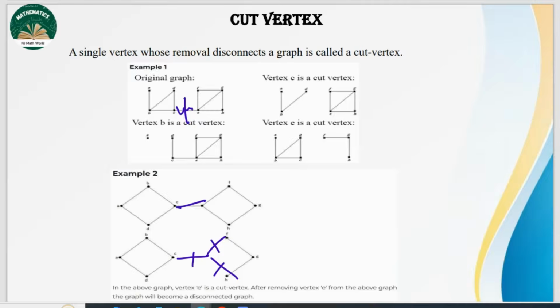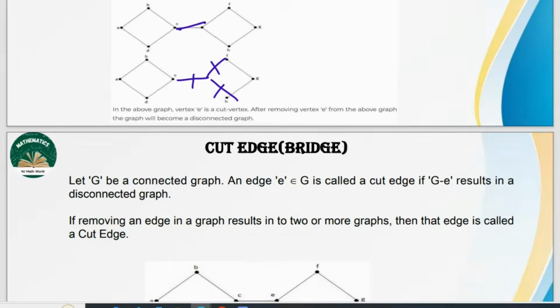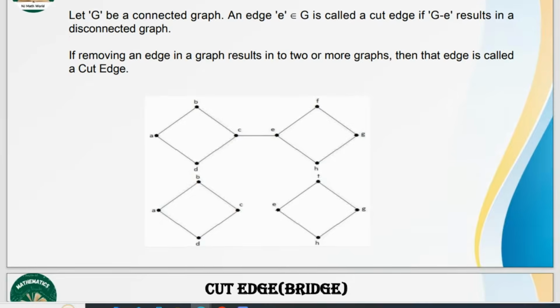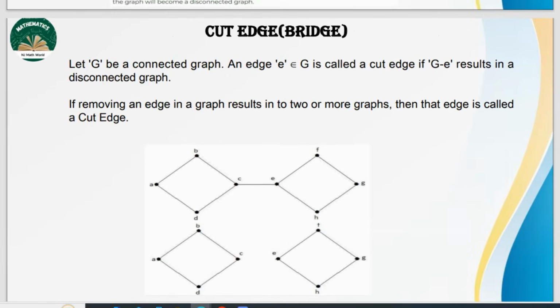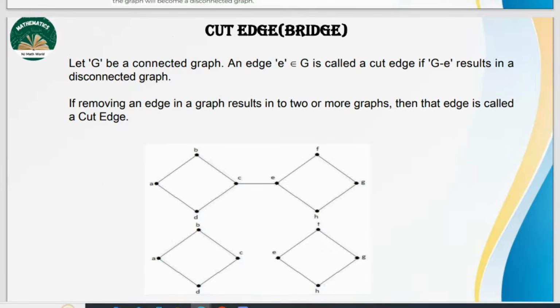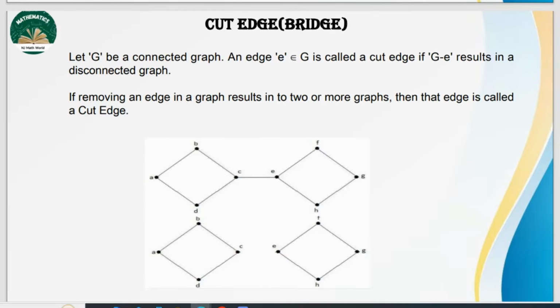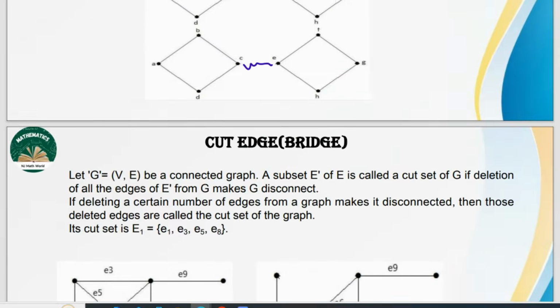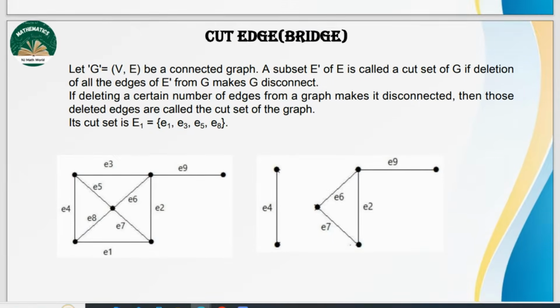We can remove one edge or more than one edge to disconnect the graph, and that is called a cut edge. Then the cut edge is what? It is a bridge. If you remove the bridge between the two vertices, it is called a cut edge. Removing an edge from the graph that results in two or more graphs is called a cut edge. Then next you have the cut edge, the bridge.